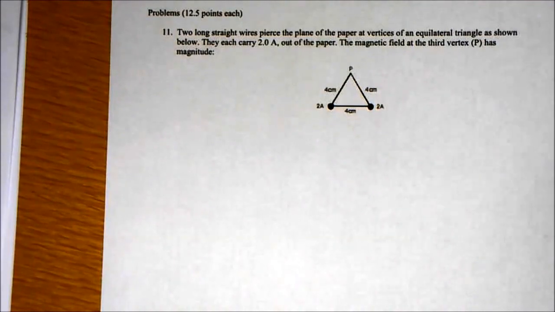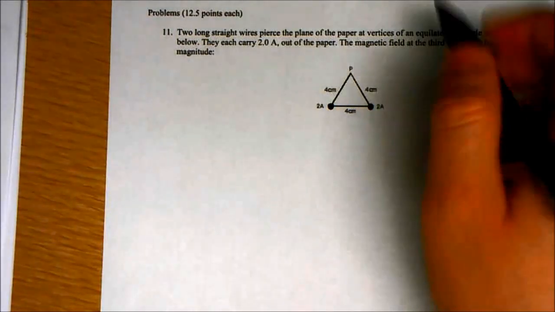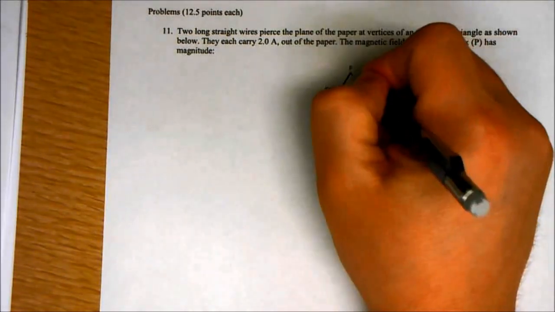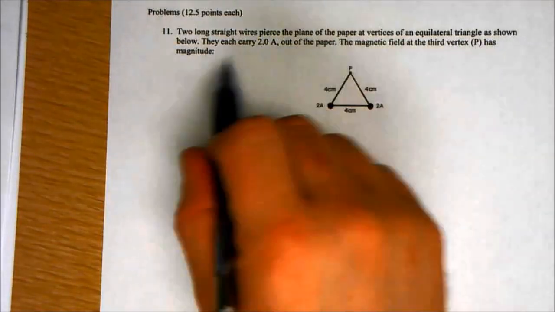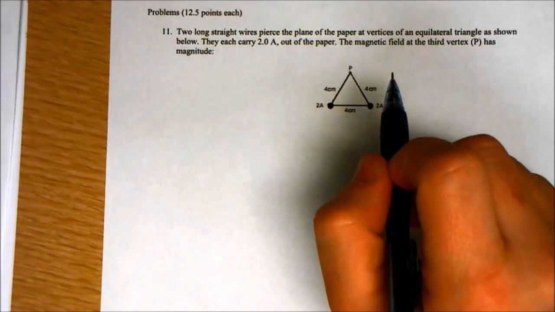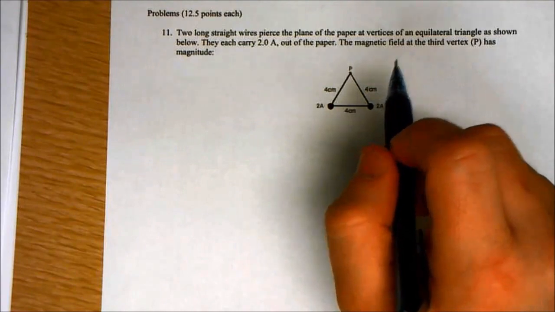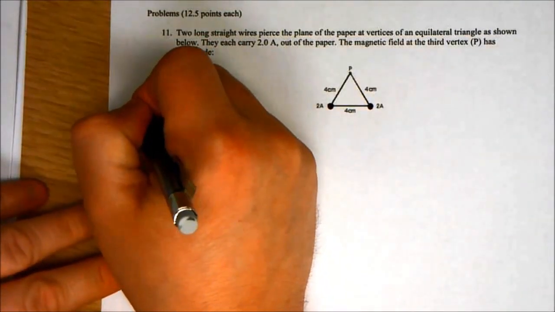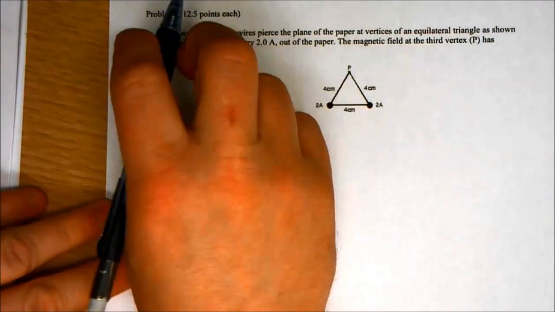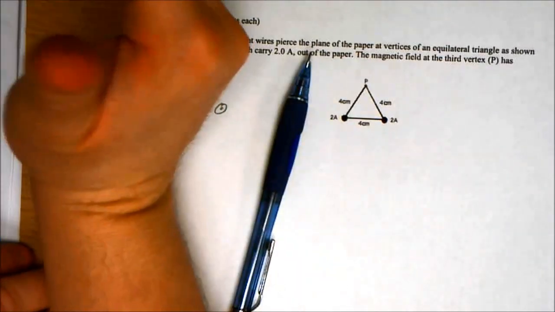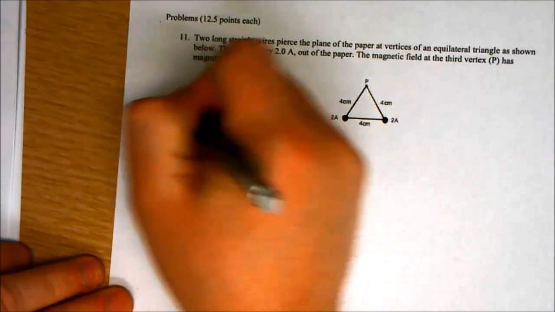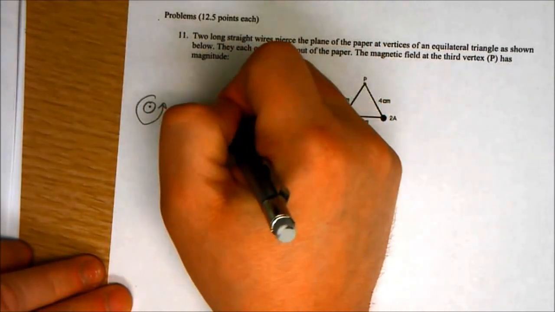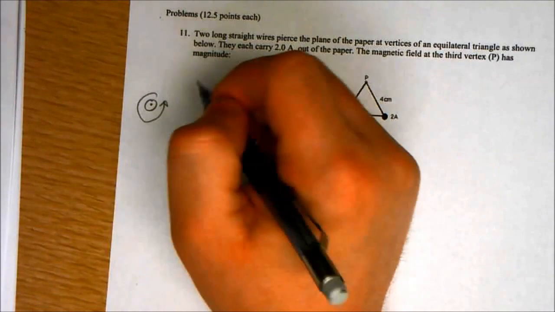This problem's kind of tough. This wants you to find the magnetic field at the third vertex, P. They're both carrying the same current out of the page. This one requires you to do a bunch of trigonometry. So if I draw the circle over here, current out of the page, current out of the page, use the right-hand rule: thumb in the direction of current, magnetic field circles in the direction of your fingers. They're each going to create counterclockwise fields.